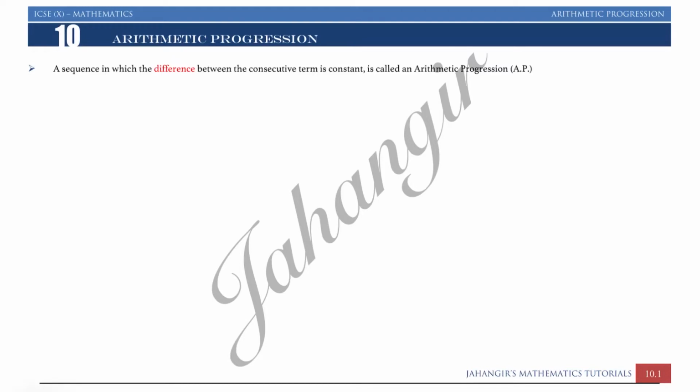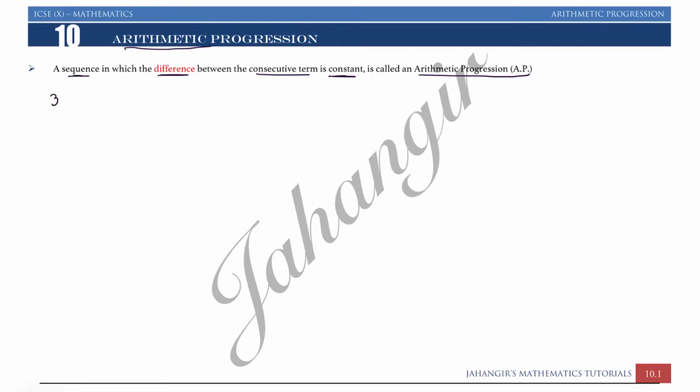So arithmetic progression means it's a sequence in which the difference between the consecutive terms is constant. That is called arithmetic progression, in short AP. If we consider a sequence, what is it? All odd numbers are a sequence, all even numbers are a sequence. A sequence is when you are getting some terms. Square numbers are a sequence, cube numbers are a sequence, but here we are going to learn the arithmetic sequence, that is arithmetic progression. So let us take an example.